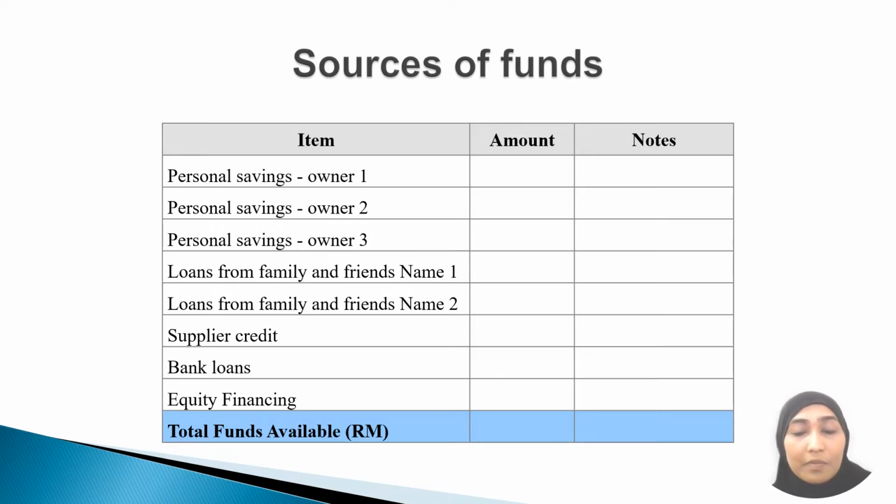The same goes for loans from family and friends. We can have several ways of getting loans from family and friends, and sources of funds from suppliers, for example when you buy goods on credit. Sources of funds from the bank in terms of loans, or from equity financing. There are a lot of sources of capital available for us to choose from. These are very simple examples; we will discuss them in detail later.